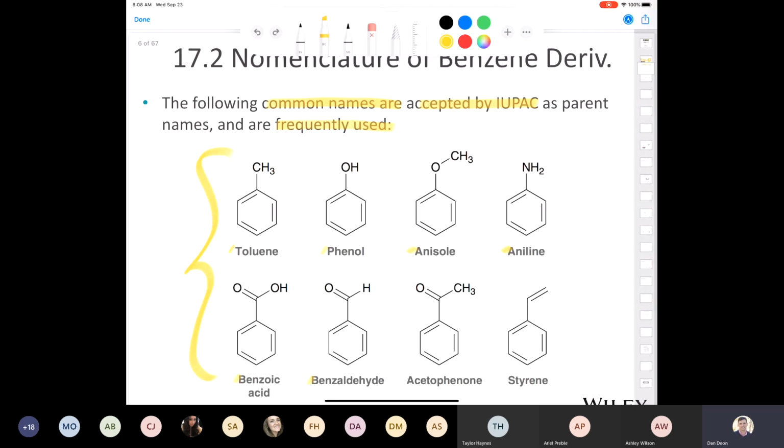The next one's not as abundantly clear, but it's acetophenone. So we have an acetyl group on a benzene ring. We call that acetophenone. And the last one is not abundantly clear at all, right? It's just plain old styrene. So when you have a vinyl group attached to your aromatic ring, that's called styrene.